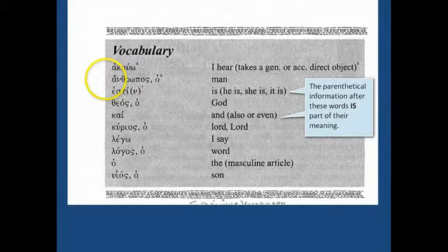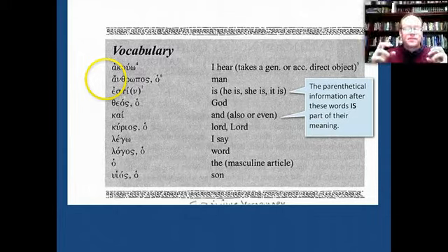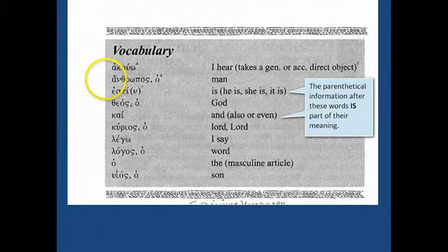In the case of esten and ke, the parenthetical information is, in fact, part of their meaning. Esten means he is, she is, or it is, depending on who the subject is. Ke can mean and, also, it can mean even, it can even mean but sometimes. Ke is a conjunction that connects two elements that are equal together. So you don't want to just learn that ke means and, you also need to know its additional meanings: and, but, also, or even.